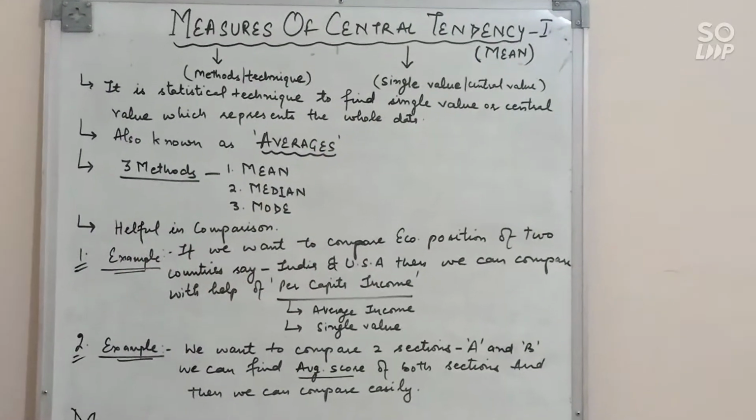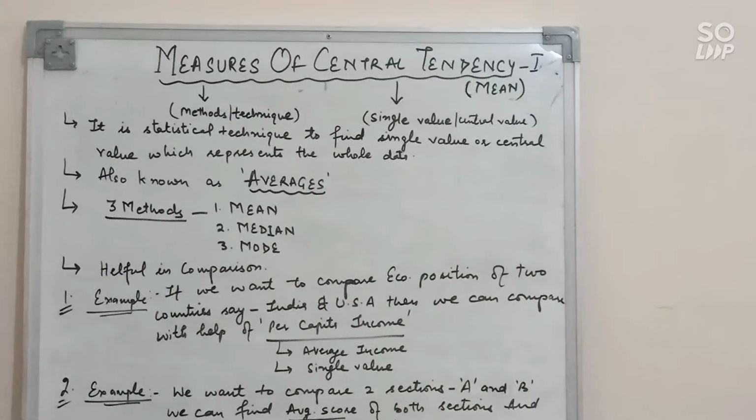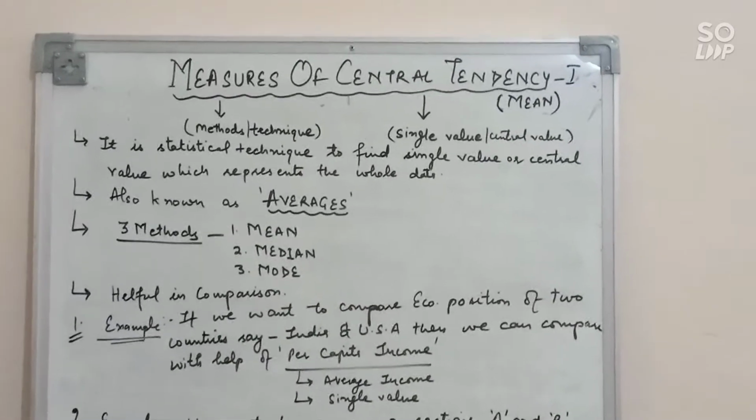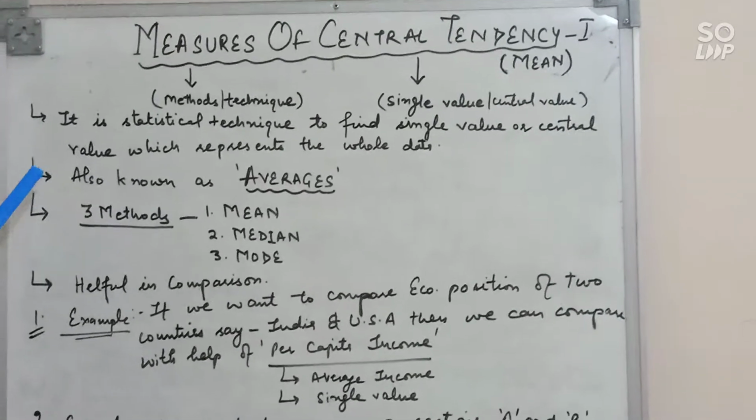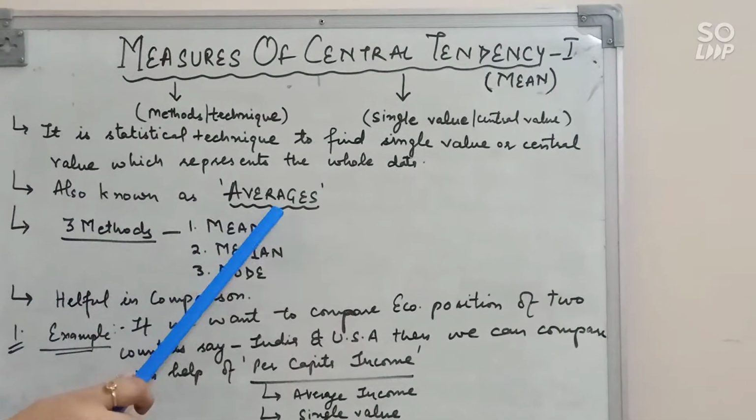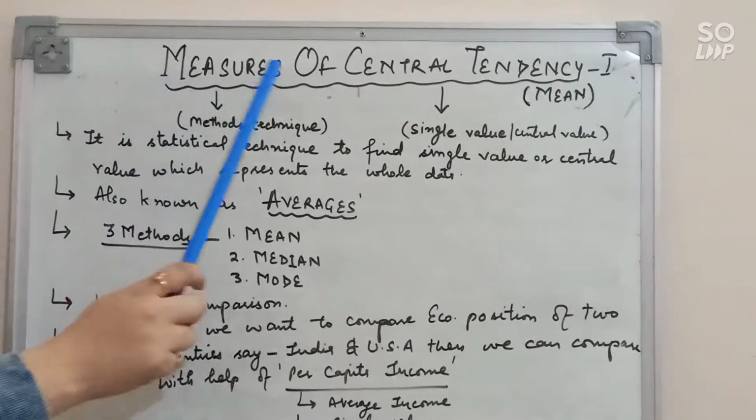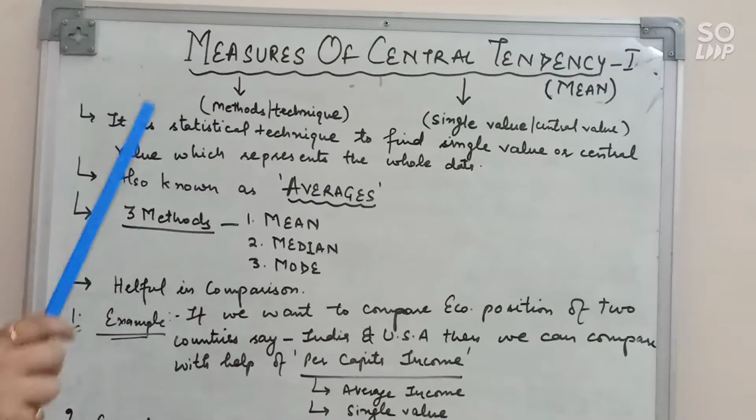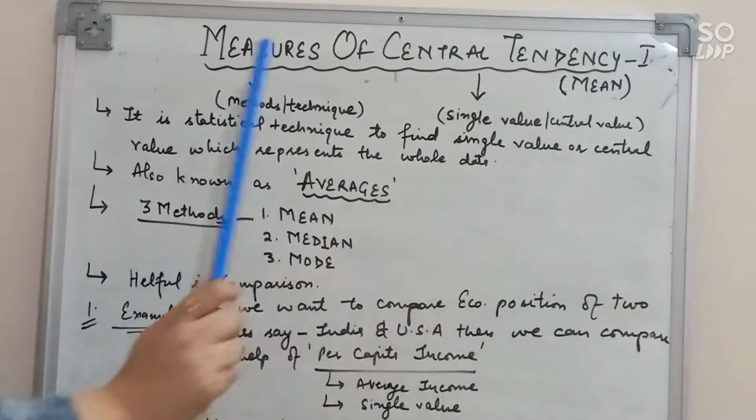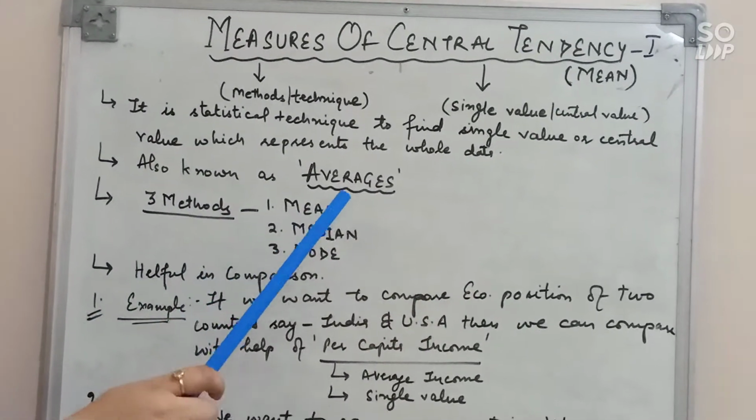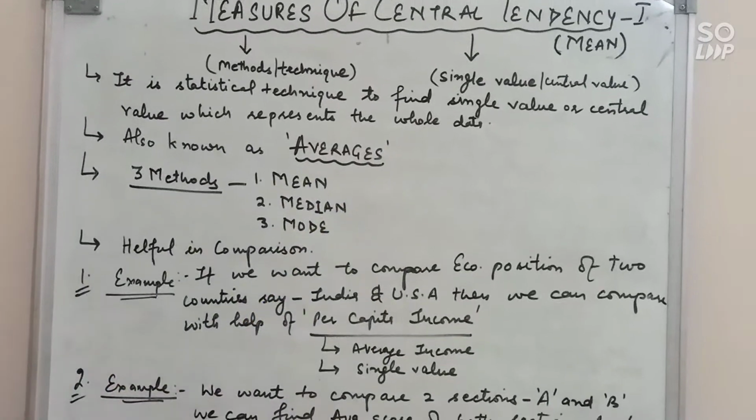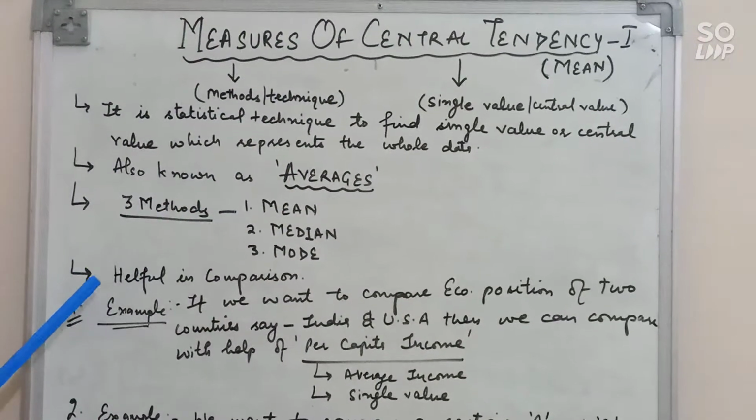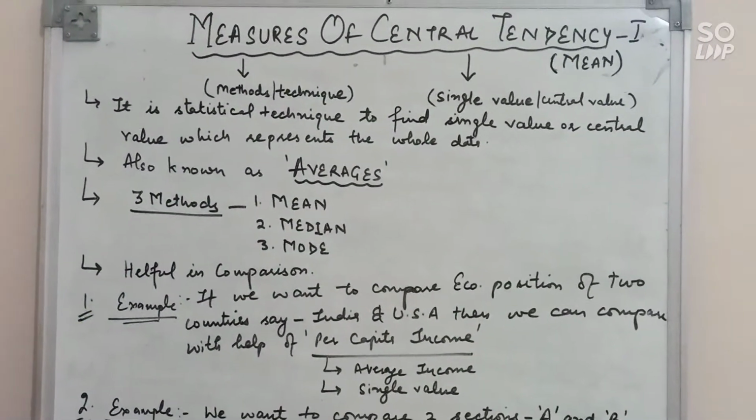Suppose we have 100 values and we will select only one value which will represent the whole data. This is also known as averages. Okay, this is another name for measure of central tendency. Under this method, it means how we can select the central value. We have 3 methods: mean, median and mode. So measure of central tendency helps in the comparison.